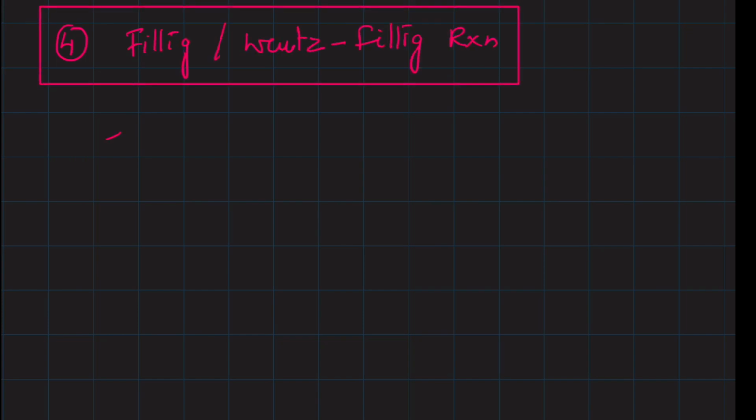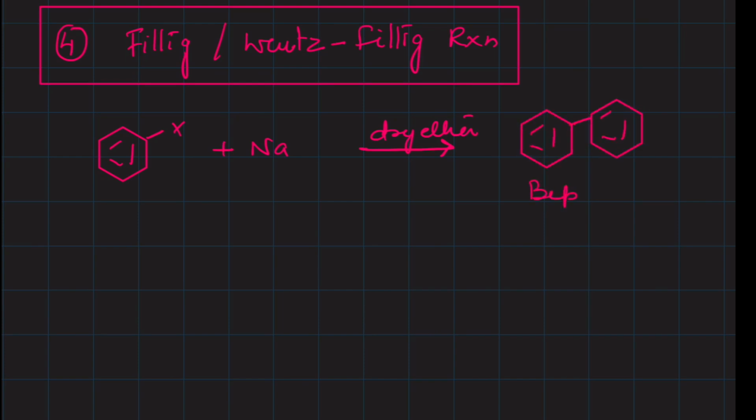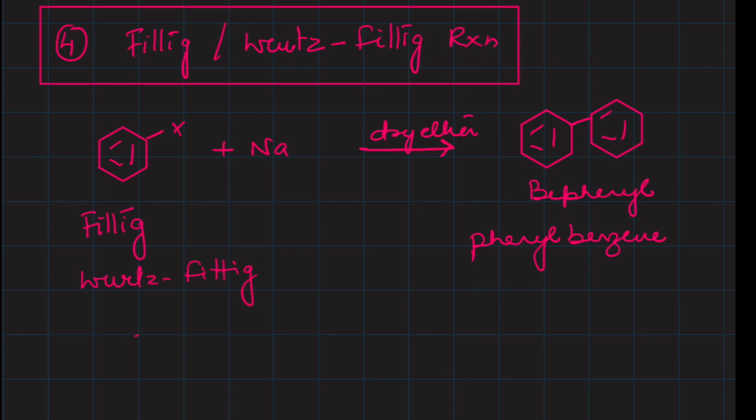Fittig reaction: we take aryl halide treated with sodium in dry ether, and what we get is biphenyl, or the IUPAC name phenylbenzene, which is a benzene derivative. This is Fittig, where we take purely aromatic halides. We can use Wurtz-Fittig also, where we take an aromatic and an aliphatic derivative in sodium and dry ether.